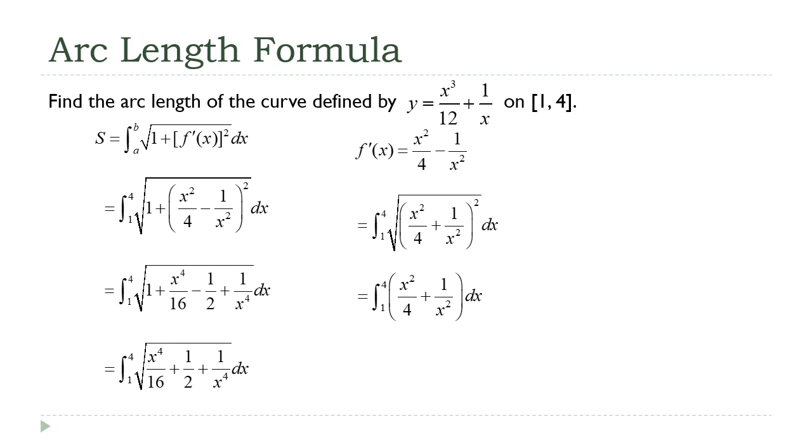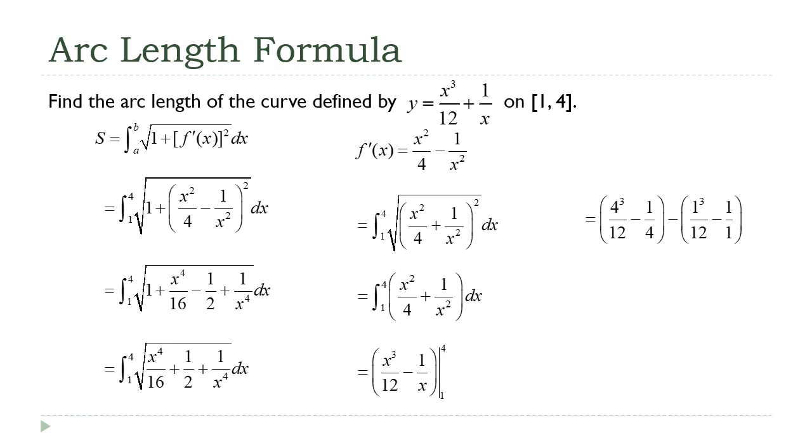And of course, we can find an antiderivative of this with no particular trouble using the power rule. This is x to the 3rd over 12 minus 1 over x, and we're going to evaluate that from 1 to 4. All right, so substitute 4 in first: 4 to the 3rd over 12 minus 1/4, minus 1 to the 3rd over 12 minus 1 over 1, which of course will be 1.